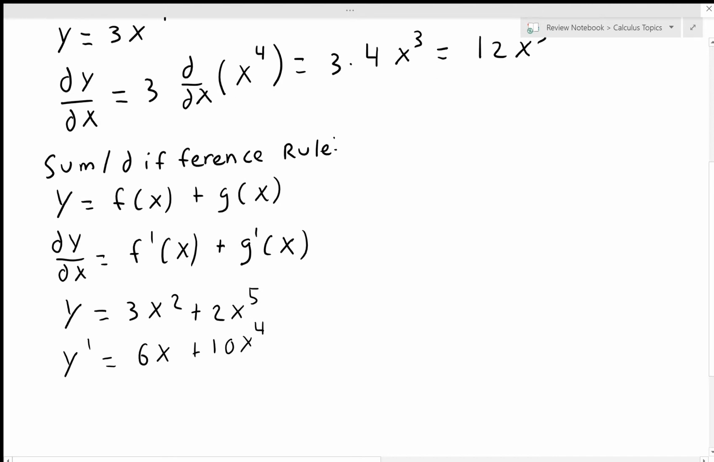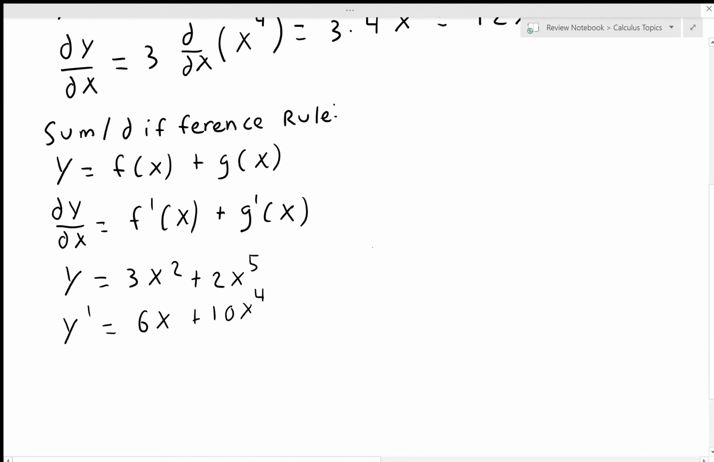Nice and simple. You do the same thing with subtraction. Y equals 7x to the 3rd minus 3x. Our derivative would be 7 times 3, 21x squared, minus 3.